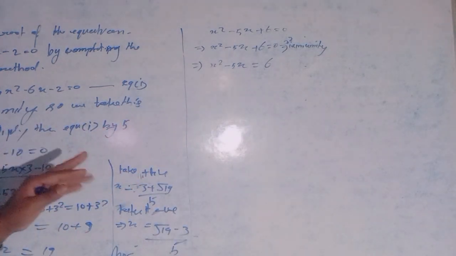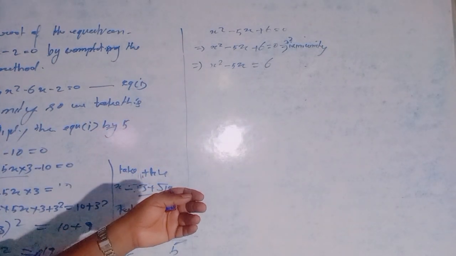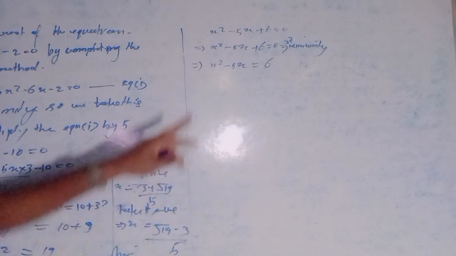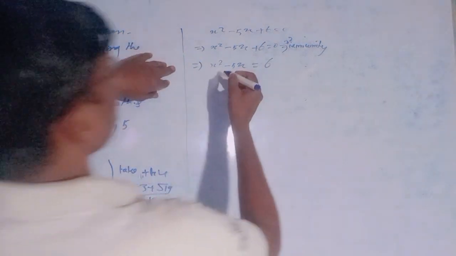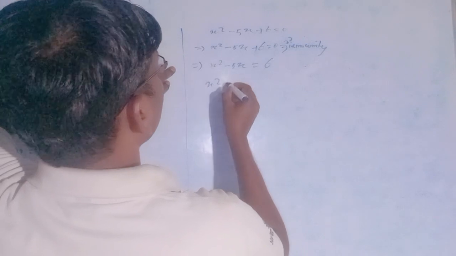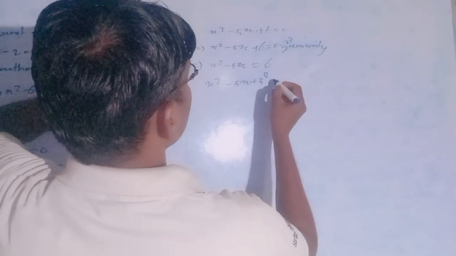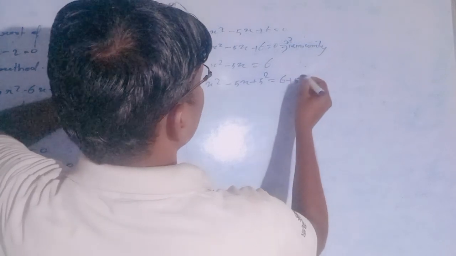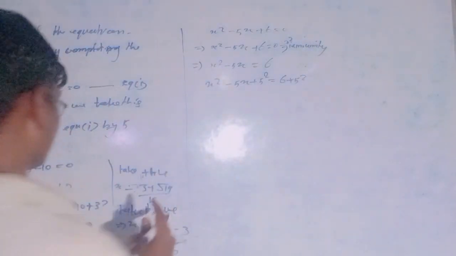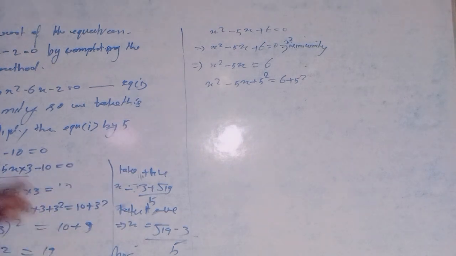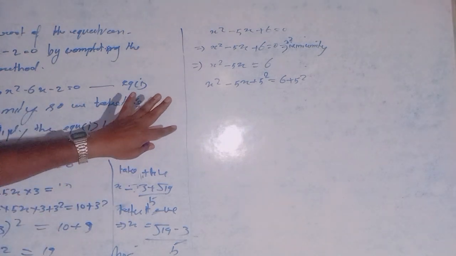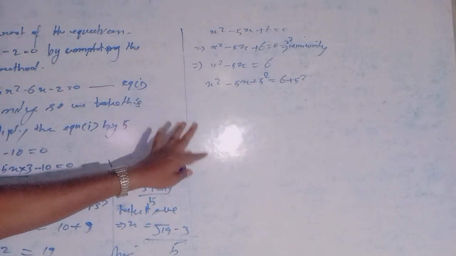So the value of b, we will add in both sides. So the value of b is 5, so here x square minus 5x plus 5's whole square is equal to 6 plus 5 square. Okay, so we have added its value.